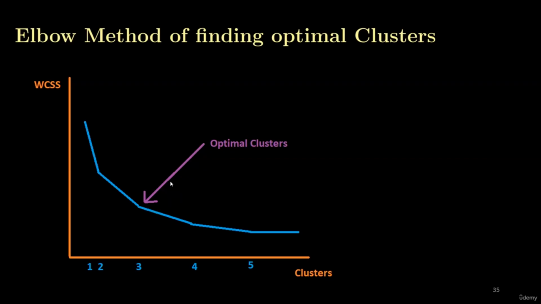So in this lecture, we learned the elbow method. We saw that the elbow method or elbow curve is a curve between WCSS and the number of clusters. This WCSS decreases as the number of clusters increases. So we select that point after which the WCSS does not decrease much or starts to become flat. So that number of clusters will be the optimal number of clusters.